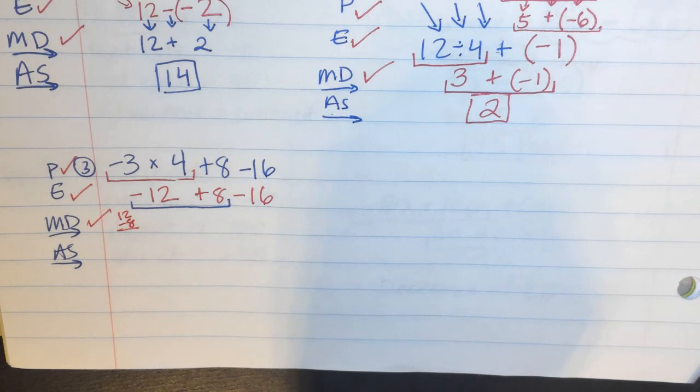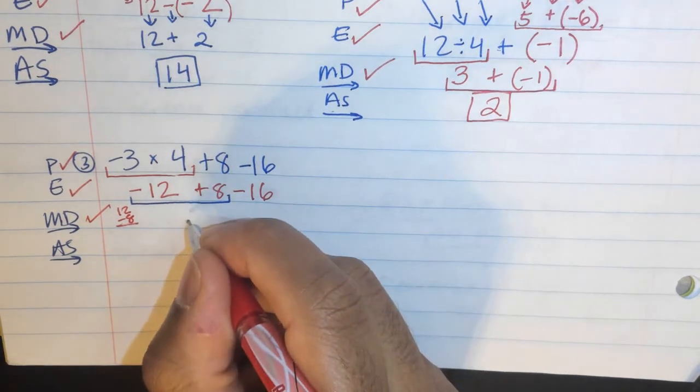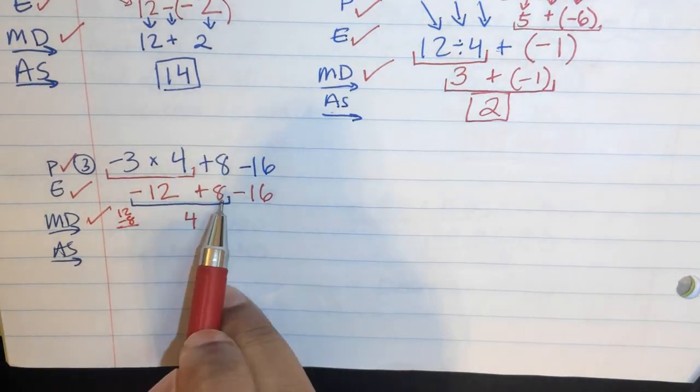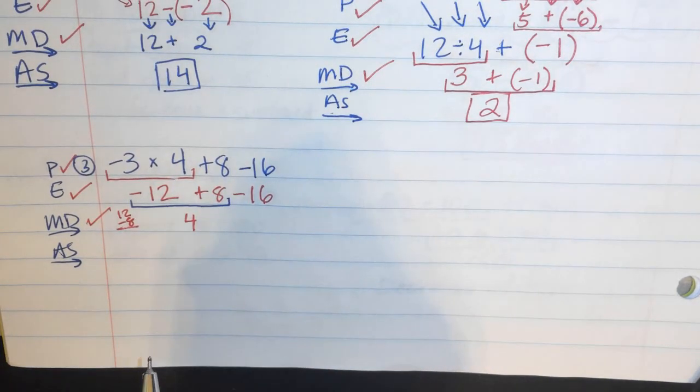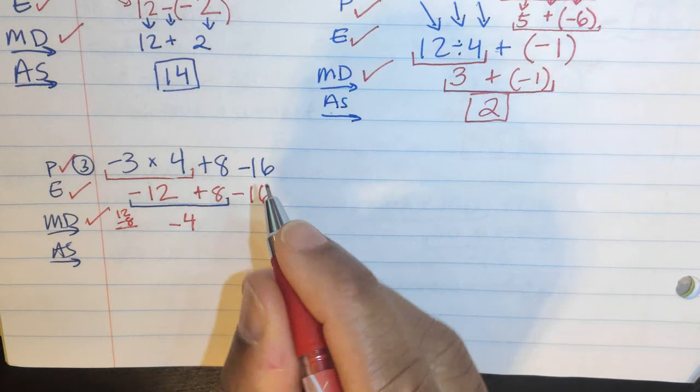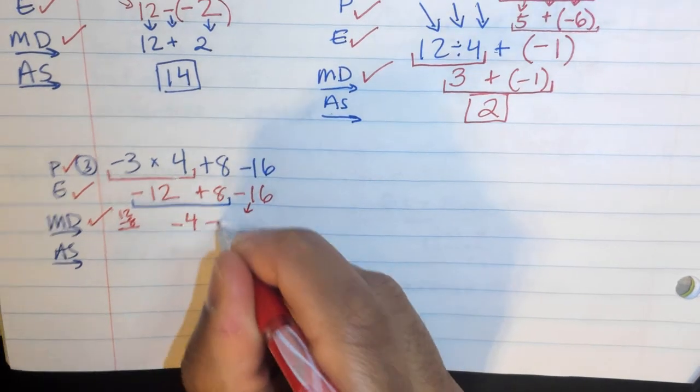So I just do 12 minus 8. So 12 minus 8 is going to get me 4. Now, Amoge, do I have more negatives or more positives in this problem? More negatives. So my answer is negative 4. And then we bring down the last part, negative 4 minus 16.